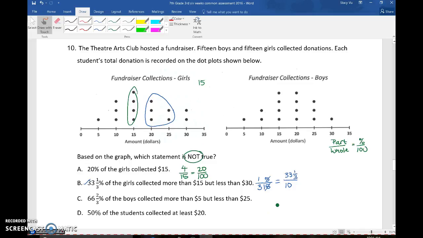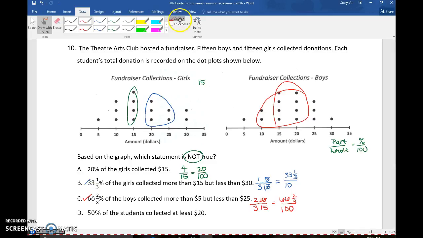All right, next one is 66 and 2/3, so more than 5 and less than 25. Oops, I need to include that one, sorry. 1, 2, 3, 4, 5, 6, 7, 8, 9, 10. So it's saying 10 out of 15 is equal to 66 and 2/3 over 100. I'm going to reduce this. Divide by 5 is 2 over 3. That's equal.